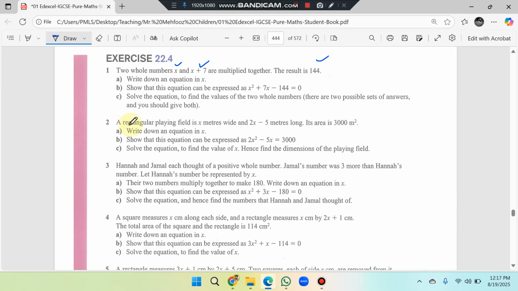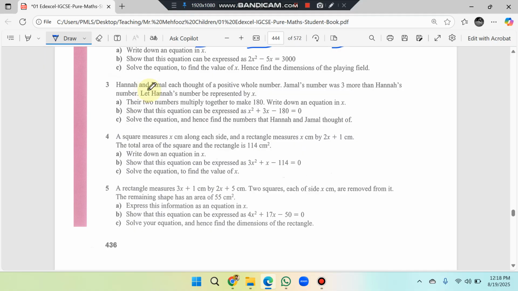Okay, the second one is a rectangular playing field that is x meters wide and 2x minus 5 meters long. So this is the length, this is the width. When we multiply these two numbers, your area will be equal to 3000. Again, you get your quadratic equation by multiplying these two numbers.